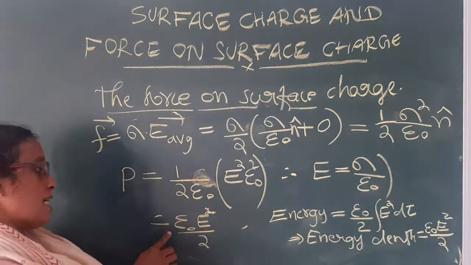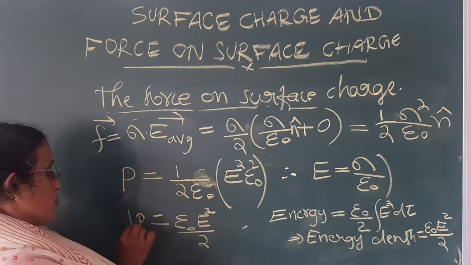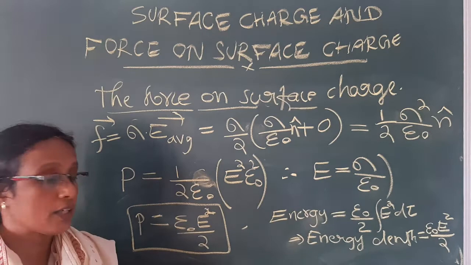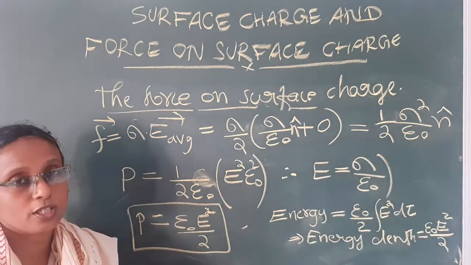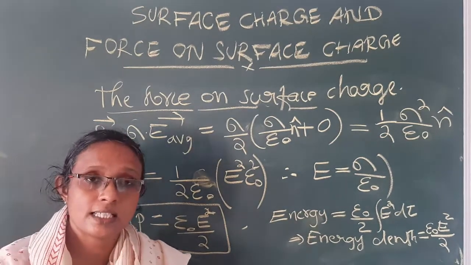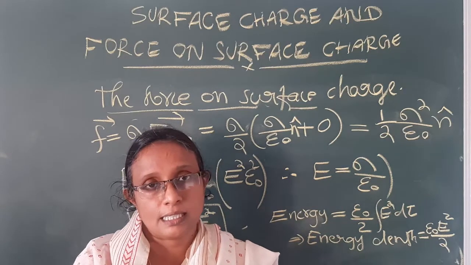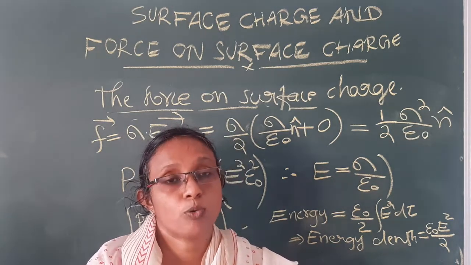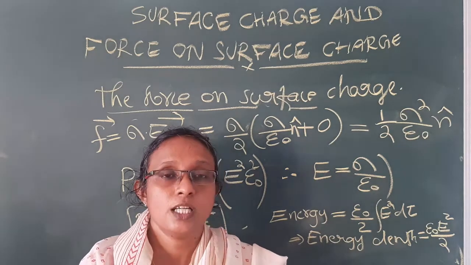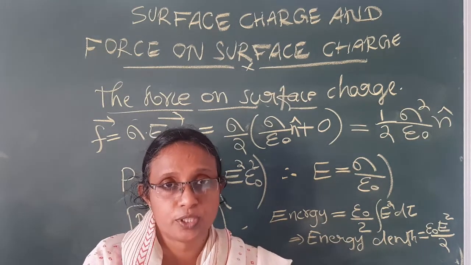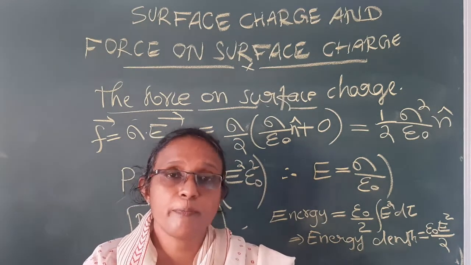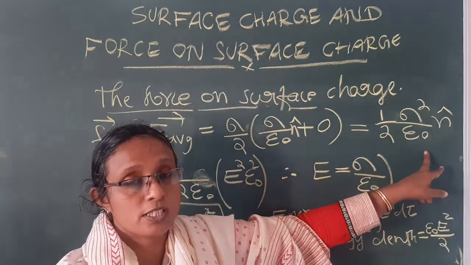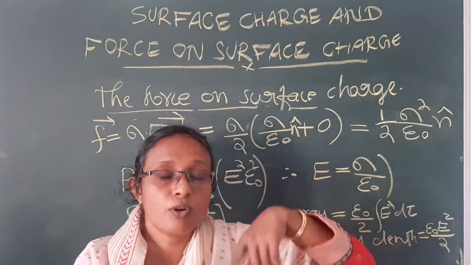Now the radiation pressure is also obtained as epsilon 0 E squared by 2. The radiation pressure on a conductor is given by the same expression, epsilon 0 E squared by 2. In this section we discussed how to find the surface charge density. If you know the electric field or the potential, you can find the surface charge density using the boundary conditions. Similarly, you can find the force on a surface charge distribution, given by half sigma squared by epsilon 0, oriented normal to the surface.